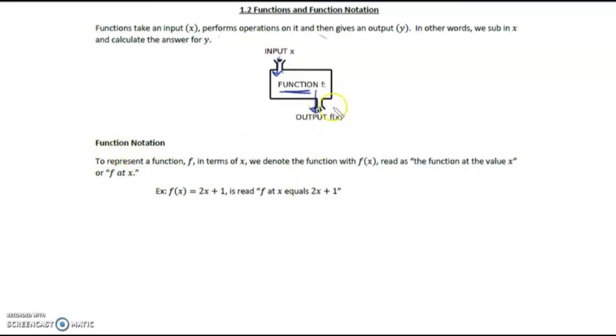Okay. Function notation. So you might be wondering, it says f and x here, a little bit confused. To represent a function f in terms of x, we denote the function with f at x. This is read one of two ways: the function at the value x, or f at x. I'm going to refer to this as f at x. So for example, f at x equals 2x plus 1 is read exactly how I just read it, f at x equals 2x plus 1.